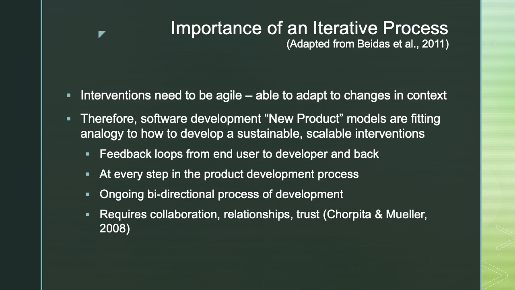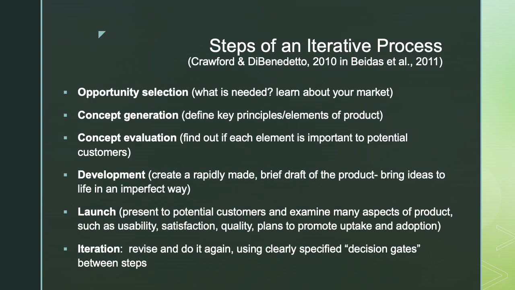So you acknowledge from the beginning that what you're doing is messy, it's going to take time, and you are going to learn from your mistakes. That's my kind of science. So, what are the steps of an iterative process? Well, these are briefly described in the Betis article, and they send you to the primary source. Crawford and De Benedito in 2010 do a beautiful job of describing each of these steps in much more detail. I strongly recommend that article.